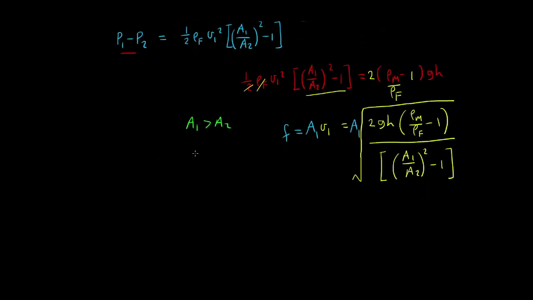And also the density of the fluid in the manometer is going to be greater than the density of the fluid in the pipe. And I encourage you to actually derive a similar expression for the flow rate using the cross-sectional area and the speed at point 2. And I'll see you in the next video.